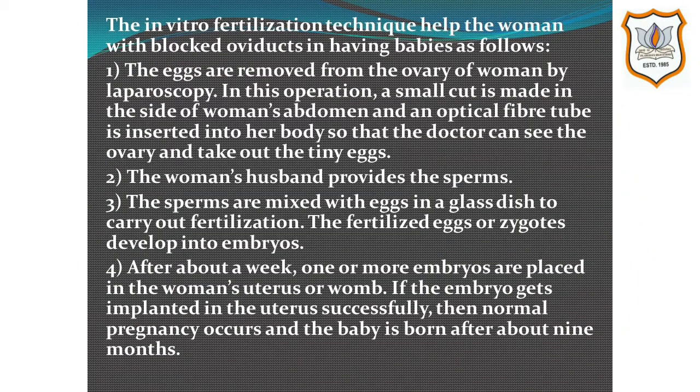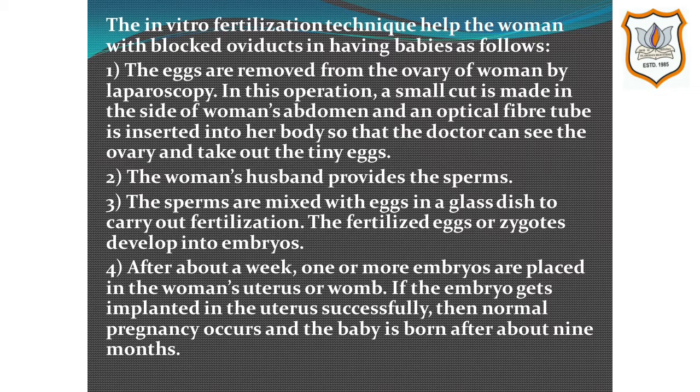The in vitro fertilization technique helps the woman with blocked oviducts in having babies as follows. First one is the eggs are removed from the ovary of woman by laparoscopy. In this operation, a small cut is made in the side of woman's abdomen and an optical fiber tube is inserted into her body so that the doctor can see the ovary and take out the tiny eggs. Second step is the woman's husband provides the sperm in the form of semen.